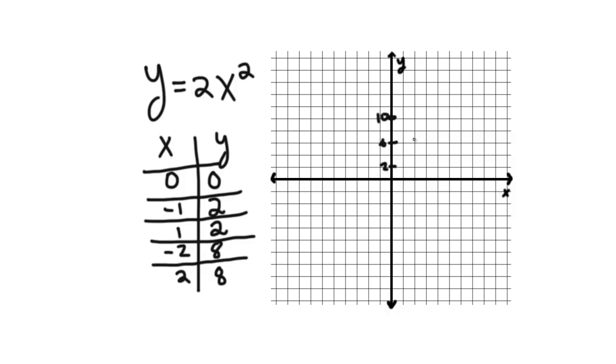Alright, so we're ready to plot these points. So let's start off with this one here with 0, 0, negative 1, 2, 1, 2, negative 2, 8, and 2, 8. Notice on the y-axis the scale is by 2, each block is 2 units. And for the x-axis it's just by 1. Alright, what we can do now is connect the dots.